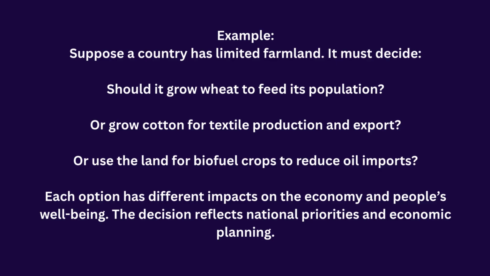Okay, so it depends on the people's needs and on the resources available. Based on that only, we can decide what to produce. See, each option has a different impact on the economy and people's well-being. The decision reflects national priorities and economic planning. Based on the national priorities, we can decide what to produce. Okay, hope you understand, I think.